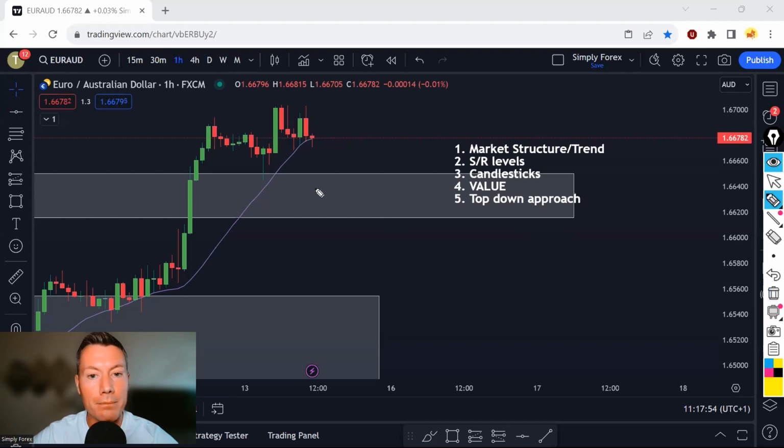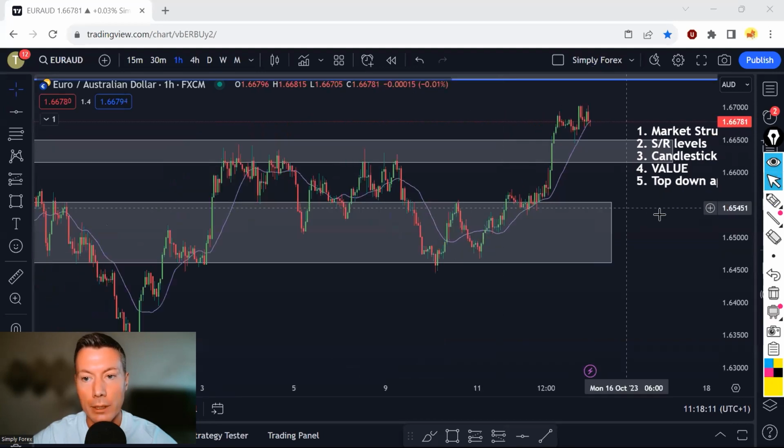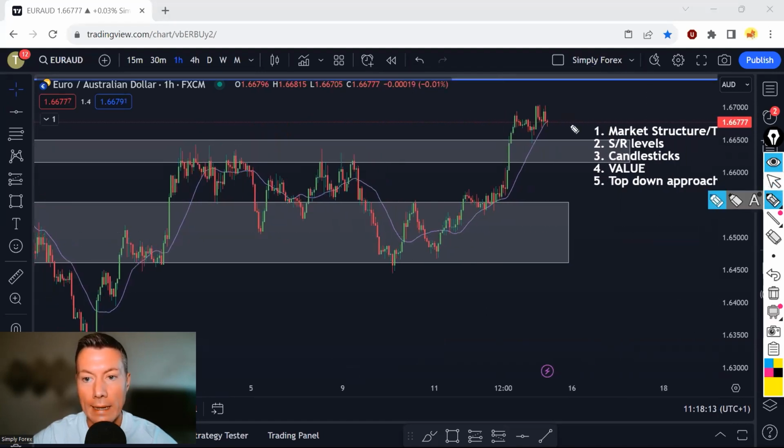Candlesticks is a bit of a mixed bag. We're getting buyers, sellers, sellers, so there's a little bit of indecision here. But if you think about the H4, there was no indecision. We're just seeing buyers. And is there value? The answer is yes. I mean, you could even enter right now. Put your stop below here and take price up to here.